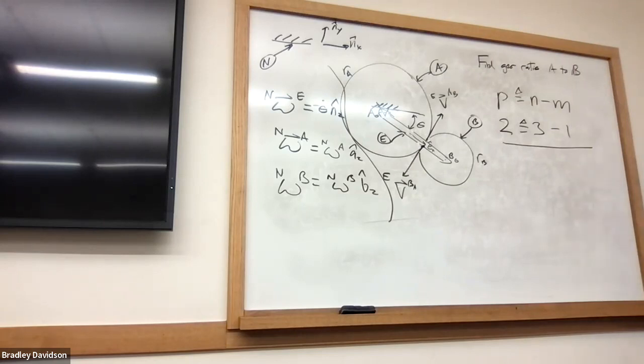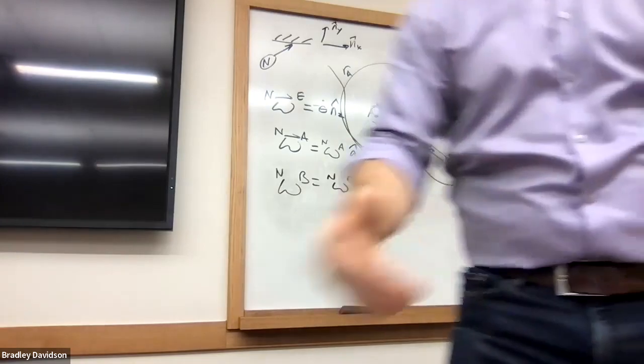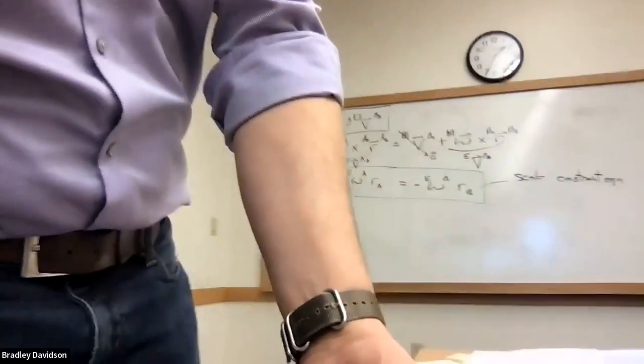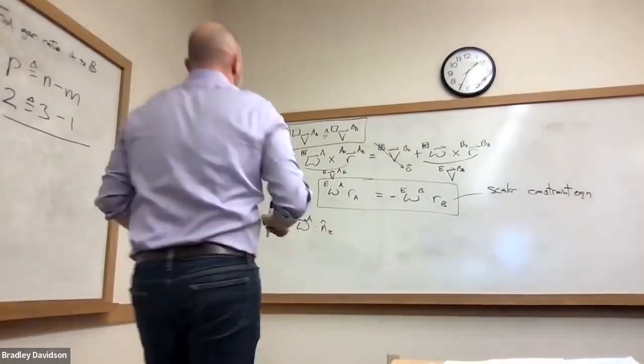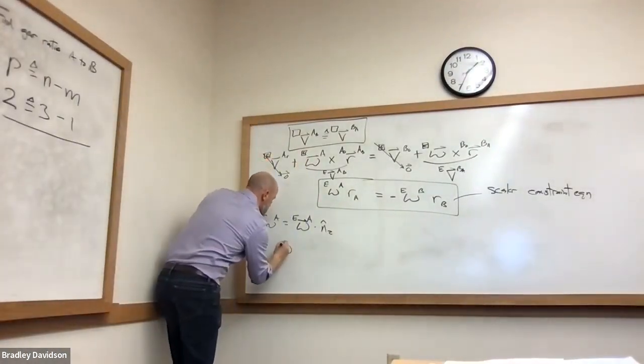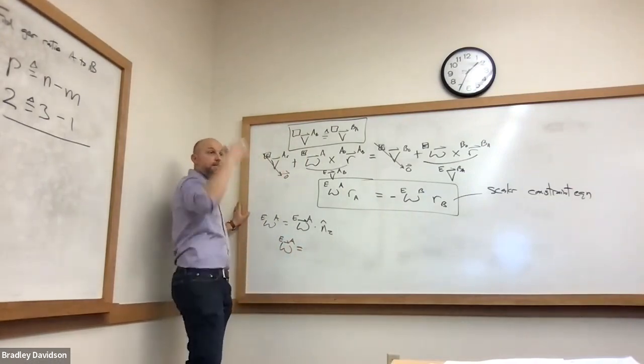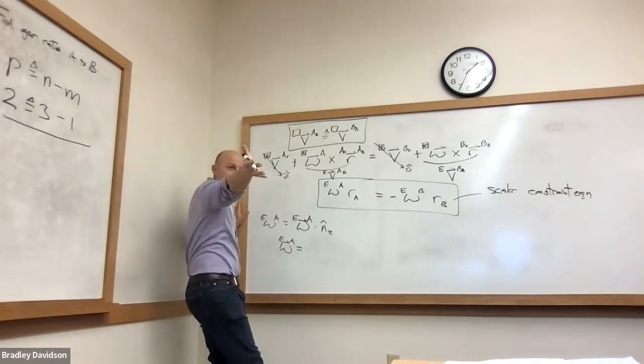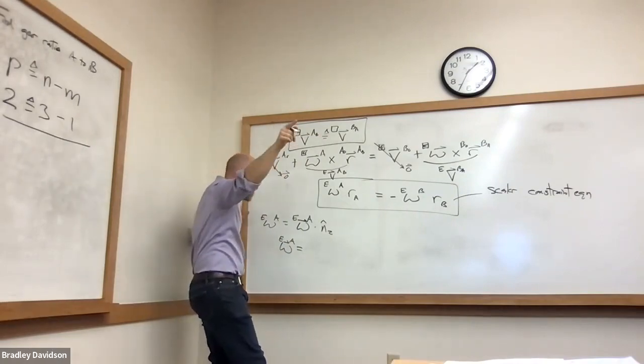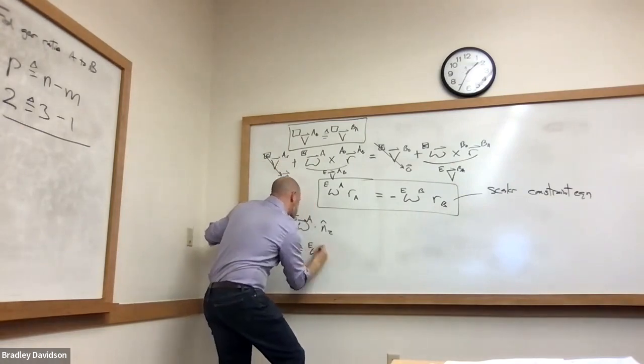Tom just said it. If I want this guy, really what I want is this guy, because omega E to A is equal to the angular velocity from E to A in the N z direction. That raises the question: where do you get omega E to A? That's going to be using the velocity addition theorem. You got it? Close enough.